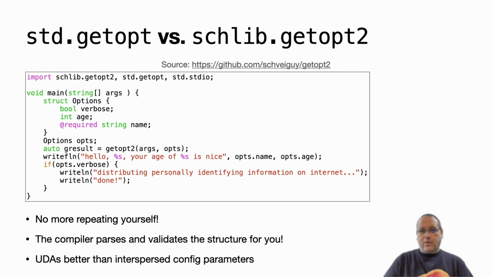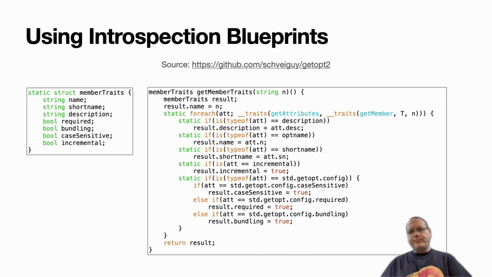I can use it on all the fields. I can use it on a subset of the fields using the colon syntax or the brace syntax. All that is available when you use UDAs. And one of the things I wanted to show here is this technique that I think a lot of people use, but in case you aren't aware of it, is using introspection blueprints.